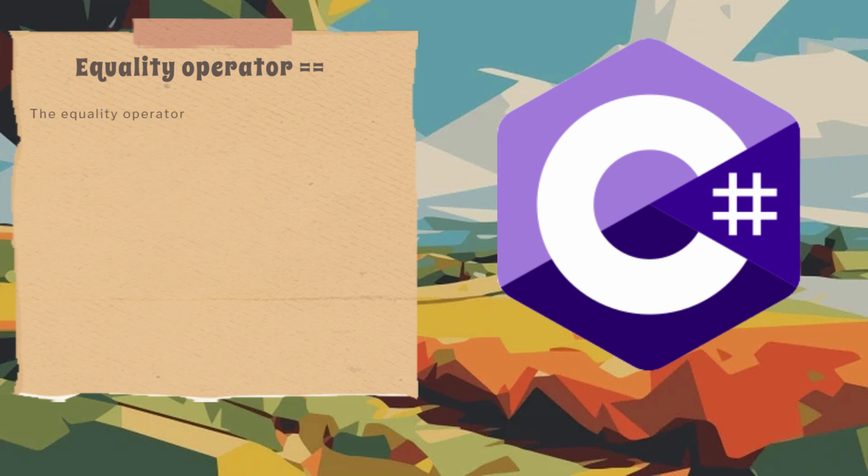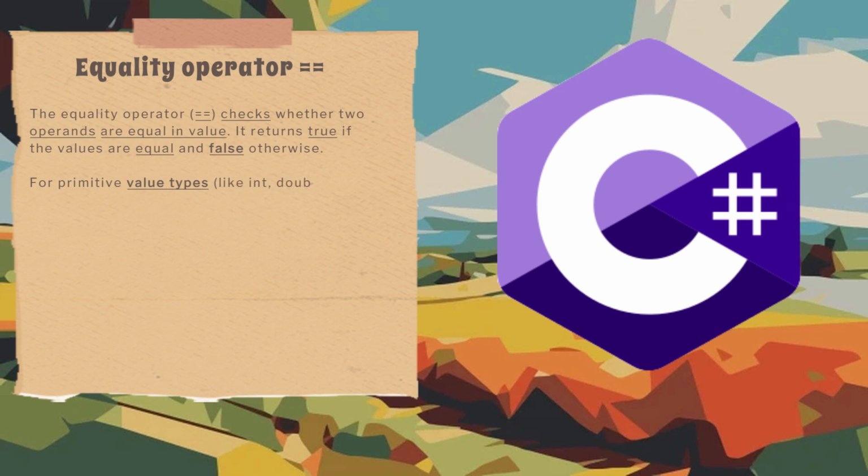The equality operator checks whether two operands are equal in value. It returns true if the values are equal and false otherwise. For primitive value types, like int, double, and bool, the equality operator compares the actual values.